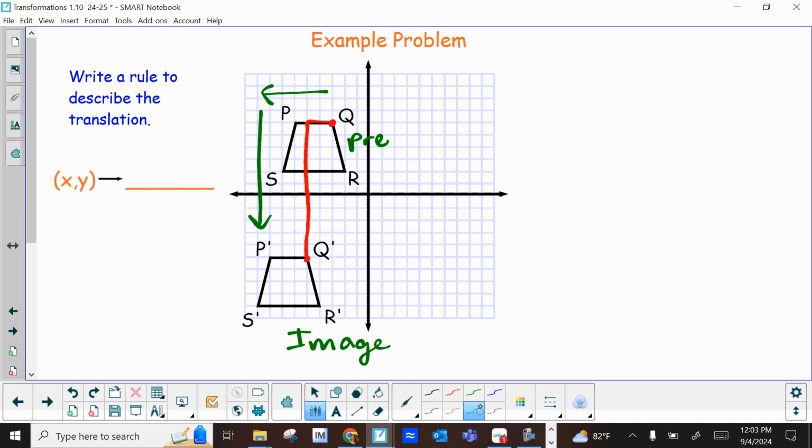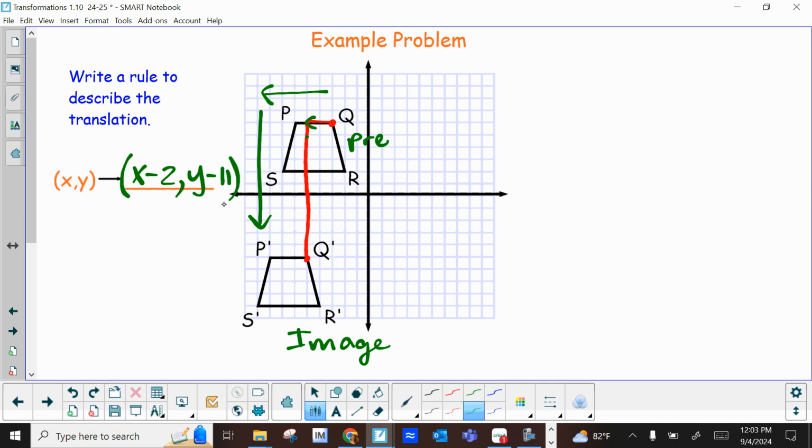Okay, so this one goes 2 to the left. So if I'm going left, that means I'm going to minus 2. Okay, now how many down? 1, 2, 3, 4, 5, 6, 7, 8, 9, 10, 11. So if I go down 11, I'm going to minus 11. And that's it. There's your rule for translation.